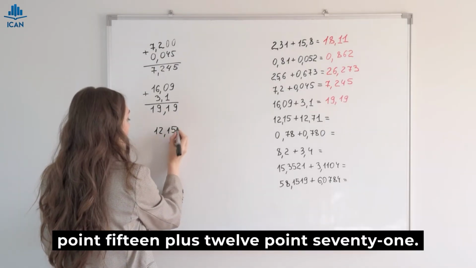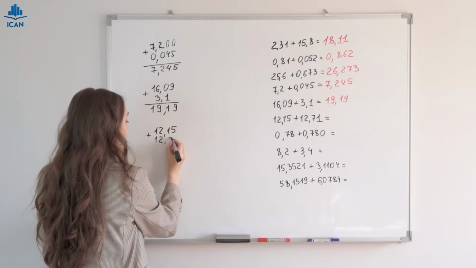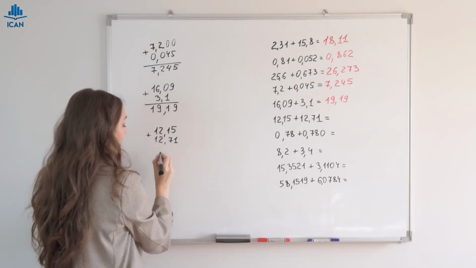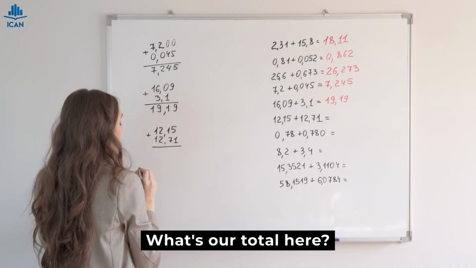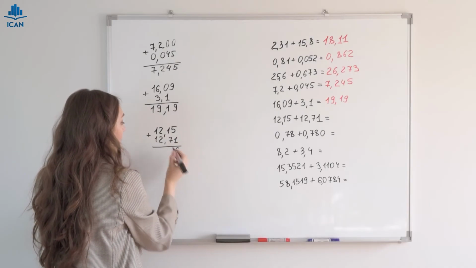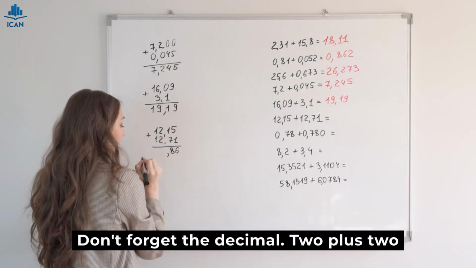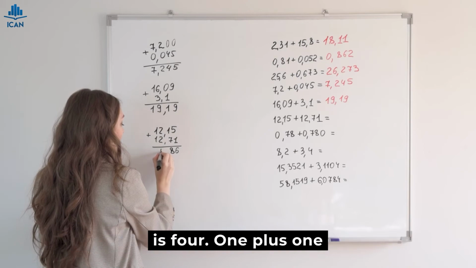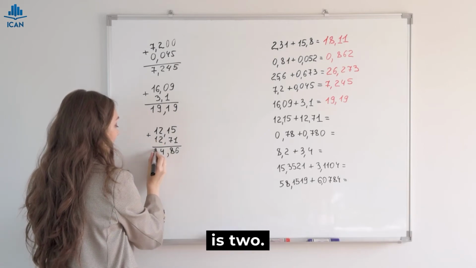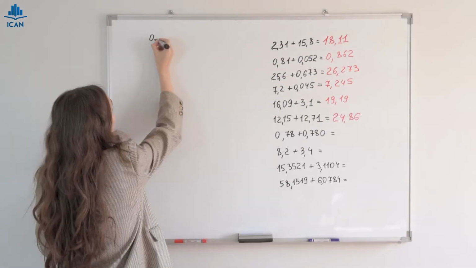12.15 plus 12.71. What's our total here? All right, let's solve it. 5 plus 1 equals what? 6. 1 plus 7 equals what? 8. Don't forget the decimal. 2 plus 2 is 4. 1 plus 1 is 2. 24.86.